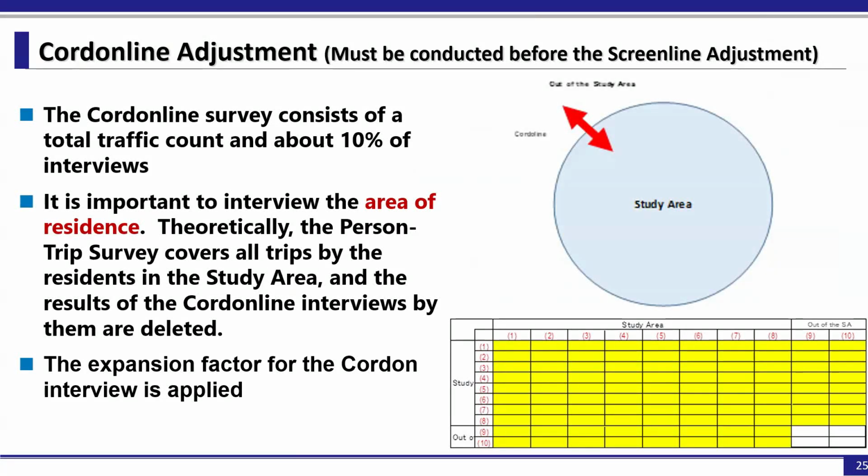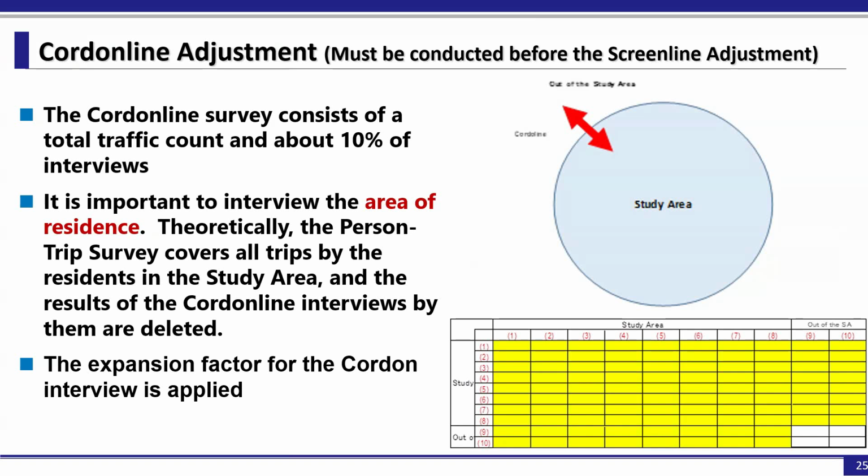Then the next one is as I explained. We conducted a cordon line survey, located along the outer boundary of the study area. We conducted the traffic count and the origin destination interview survey. To conduct this survey, traffic police supported the survey company because no one would stop for them. So then they are stopped.